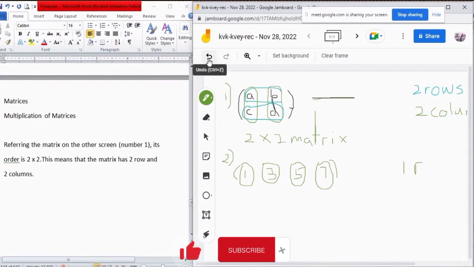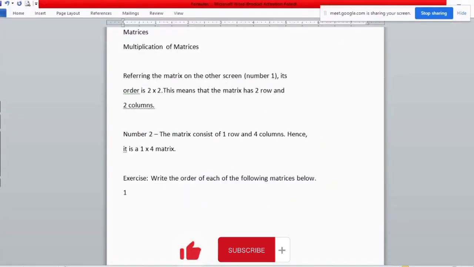So it means that a column can only have one element, and that's possible. So there are a total of 4 columns in this matrix. So the order of this matrix is a 1 by 4 matrix, right? This means this matrix has 1 row and 4 columns.